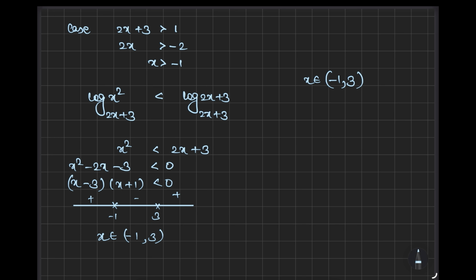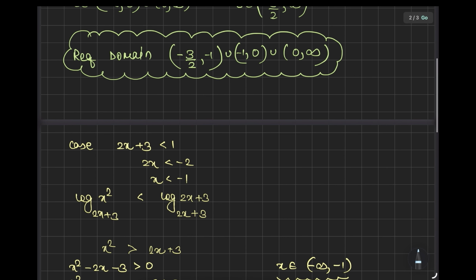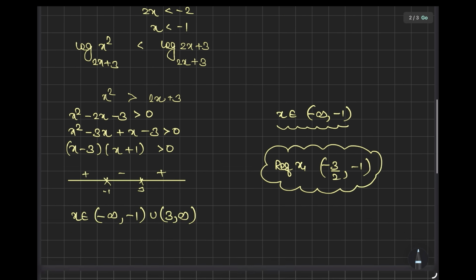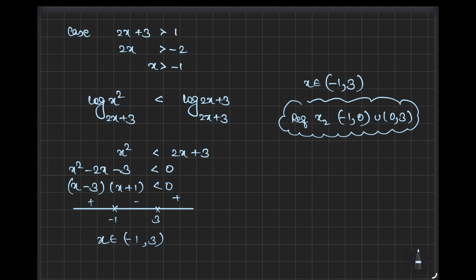Now what we will do? We will take the intersection of this answer with the given domain. The given domain is minus 1 to 3. Okay, you have to remove 0. So can I write required x2 is minus 1 to 0 union 0 to 3. This is your required x2. I hope till this part you guys are okay.